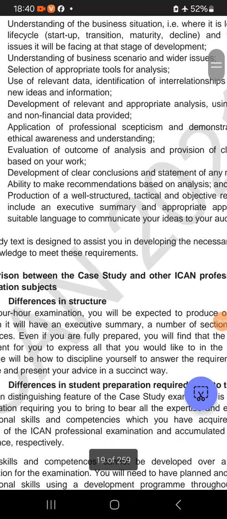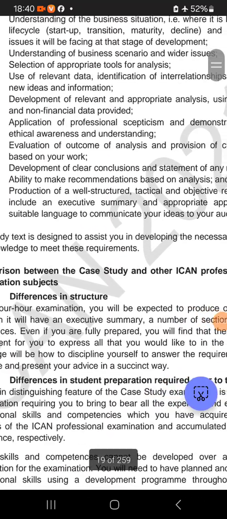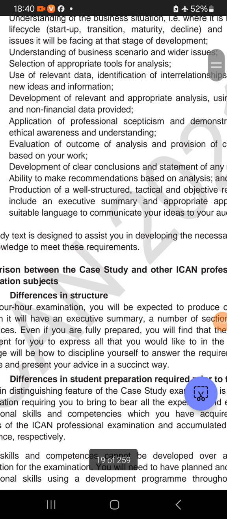You apply professional skepticism in those situations, and demonstration of ethical awareness and understanding. That is, you must let ICAN or the examiner know that you are aware of the ethical lineages, and that you understand what ethics means, and you understand what ethical dilemmas mean. That when you see them in exam materials, you should be able to identify them.